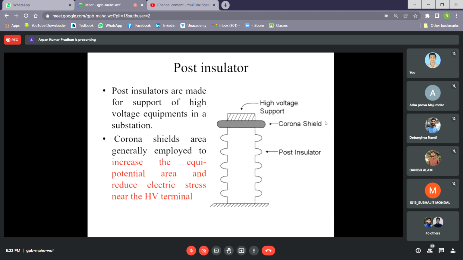And in this post insulator, there is a corona sheet. I think you have some idea about the corona. Corona means, you know, the corona.